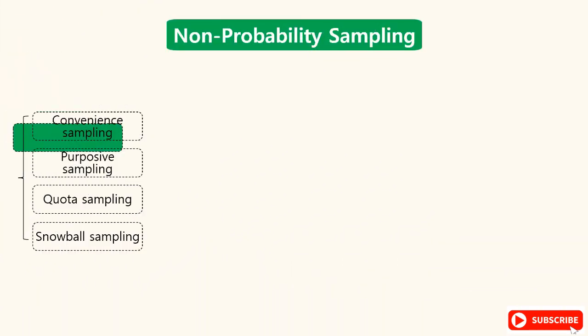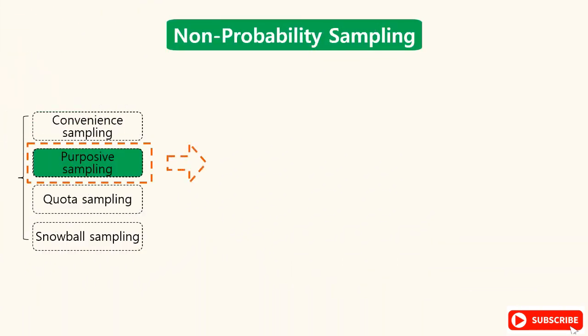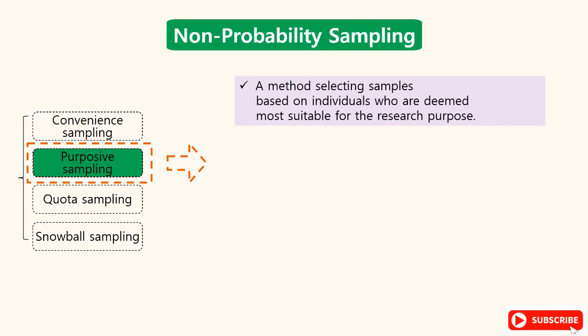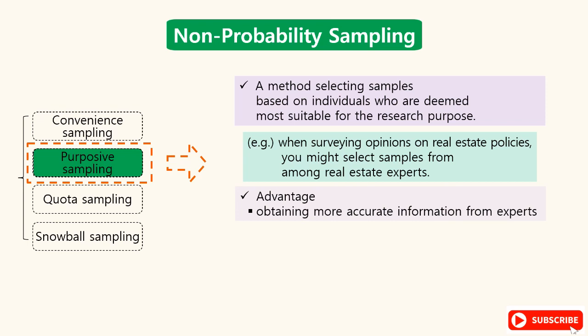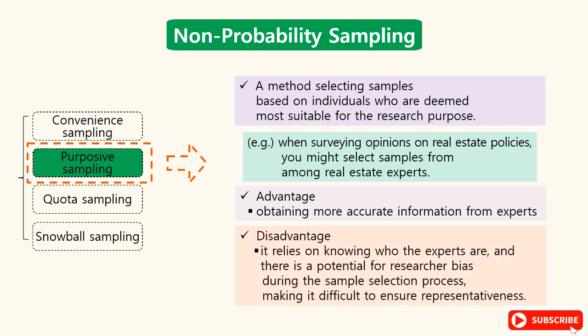Purposive sampling involves selecting samples based on individuals who are deemed most suitable for the research purpose. For example, when surveying opinions on real estate policies, you might select samples from among real estate experts. This method has the advantage of obtaining more accurate information from experts. However, it relies on knowing who the experts are, and there is a potential for researcher bias during the sample selection process, making it difficult to ensure representativeness.